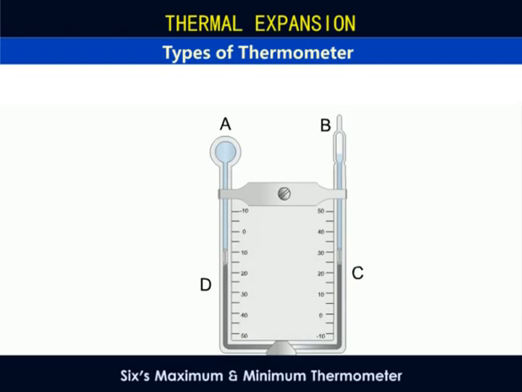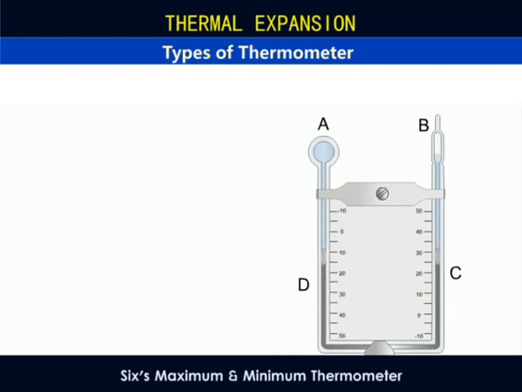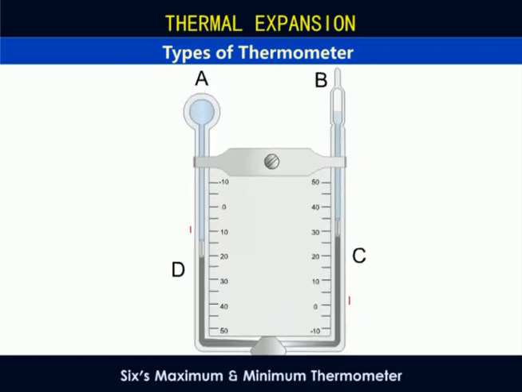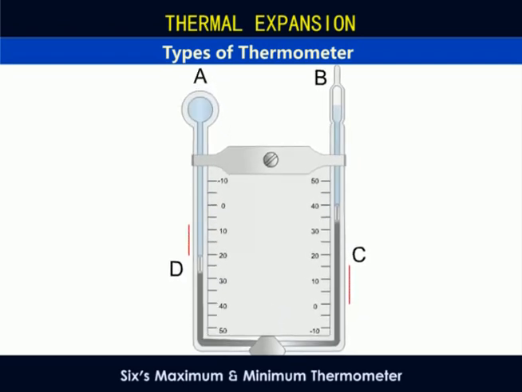The maximum and minimum thermometer is a special thermometer that is used to record the minimum and maximum temperatures reached in an area during a specified period, for example 24 hours. When it becomes hot, the alcohol in bulb A expands to push the mercury up the right side of the U-tube. The mercury therefore pushes the steel index C upwards. The steel index has a spring which holds it in position in the glass tube.